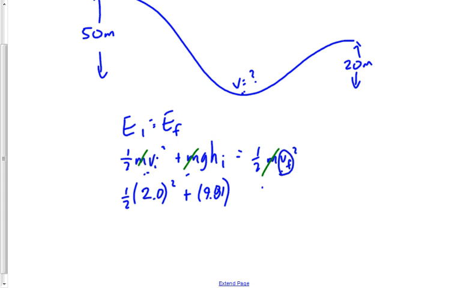Who was it yesterday that was asking me about negative, positive? Kate, was it you? Yeah? What do we make this, positive or negative? 9.81. Yeah, because we're talking about energy, right? Make it positive 9.81. HI was 50 meters.